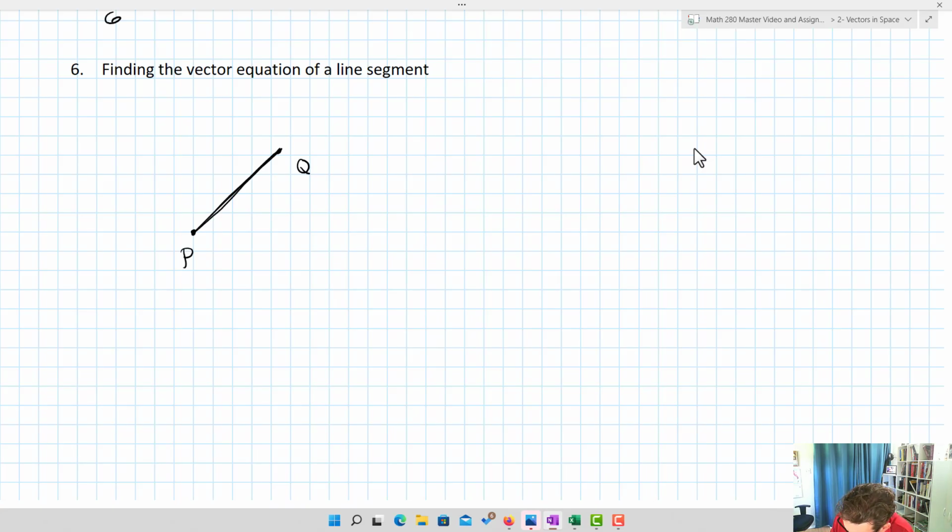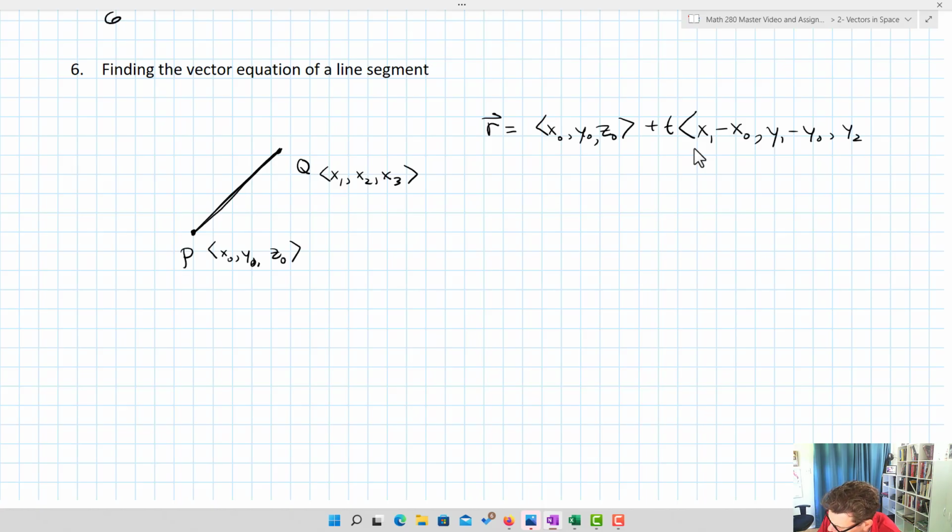Let's say that P is given by the vector (x naught, y naught, z naught). We're just arbitrarily choosing that. And then Q will be the vector (x1, y1, z1). If we construct the vector equation, it's going to be R equals (x naught, y naught, z naught) plus t, our parameter, times the direction vector: (x1 minus x naught, y1 minus y naught, z1 minus z naught). So we're just subtracting components in order to get the direction vector.